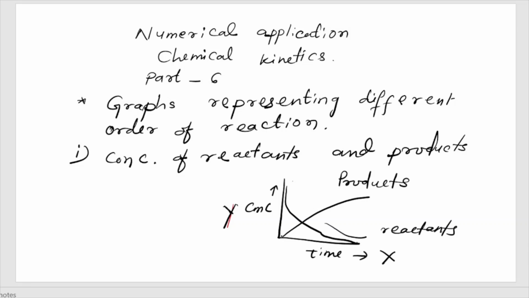And here for the products, when time is 0, the product is 0. When time increases, the product also increases. That means this is the graph where the concentration of reactant decreases and the product increases. It shows the graph of concentration versus time.